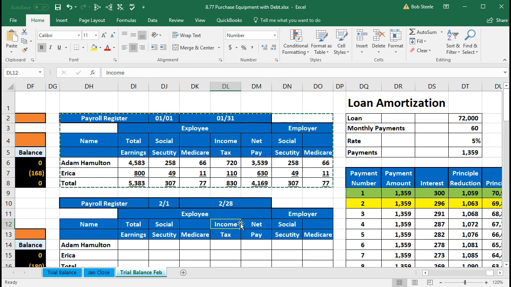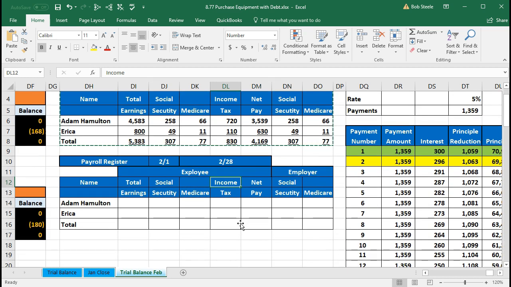So either way. In any case, now we're going to go back down here. We're going to put our information, same information we had before. We're going to say Adam Hamilton is a salaried employee, and he's going to get 4583.33. We'll take off the 33 for the pennies, because we're not going to put the pennies in, so we haven't been for the whole problem.